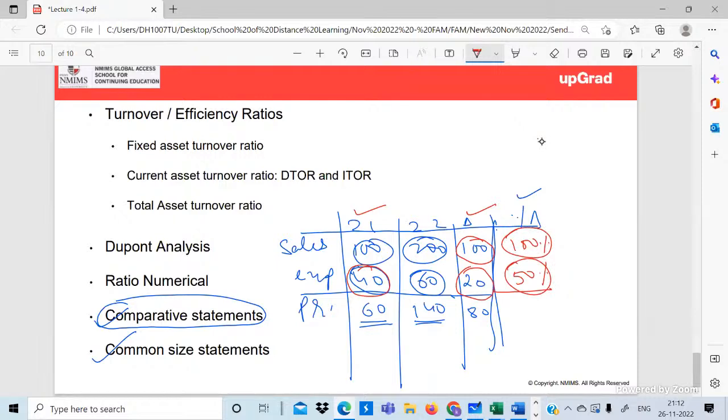So if you look at your profit, what's your absolute change? 80. And divided by the base figure, so you'll get 80 by 60. That's what, 4 by 3, that's 133%. So profit has gone up by 133%. So this is how you make a comparative statement. Any doubt with a comparative statement? Anyone? Now you could have a comparative income statement.